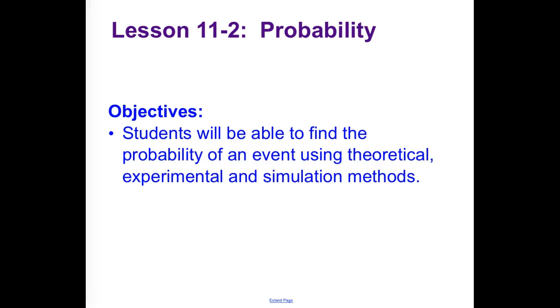That was going to come back tomorrow when we start talking about using nPr and nCr, things like that, for actually calculating probability. Today we're just going to introduce the topic of probability and the different types of probability that we can calculate. So our focus today is looking at theoretical and experimental probability. We're also going to do a simulation with your graphing calculators to simulate an experimental probability situation. Okay?